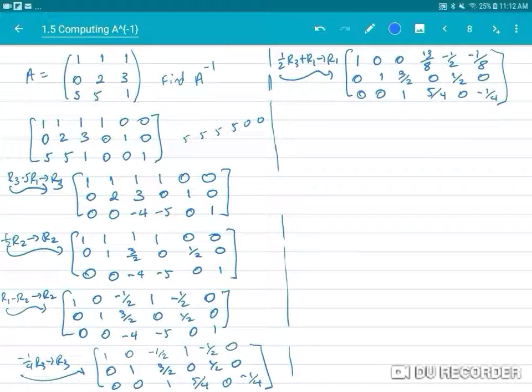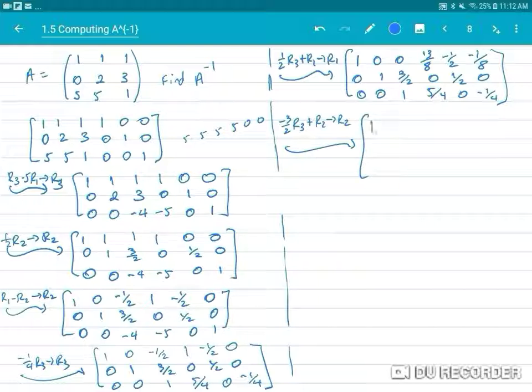Alright, next I will subtract 3/2 of the third row from the second row so I can get a 0 here. So minus 3/2 of row 3 added to row 2 sits in row 2.